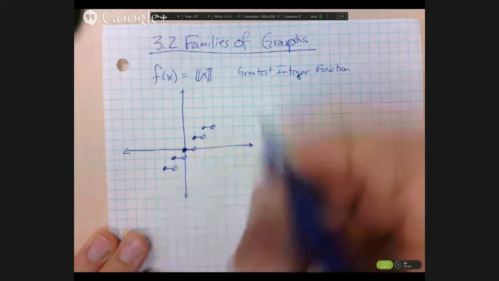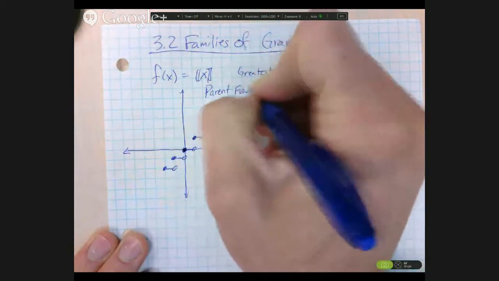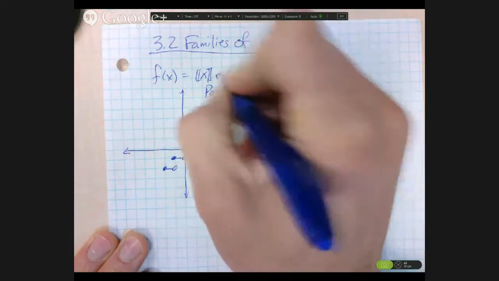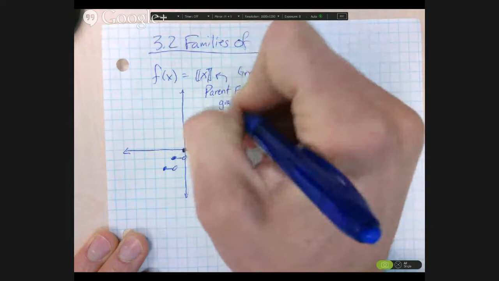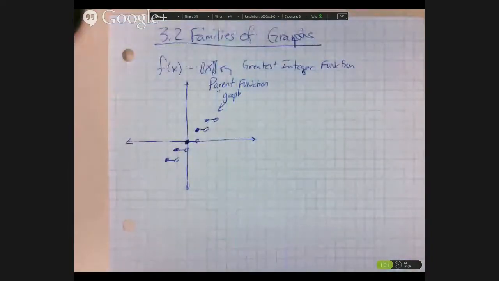Okay, this is what we call the parent function, or parent graph. That's the parent function. This is the parent graph. Okay. What do parents have?